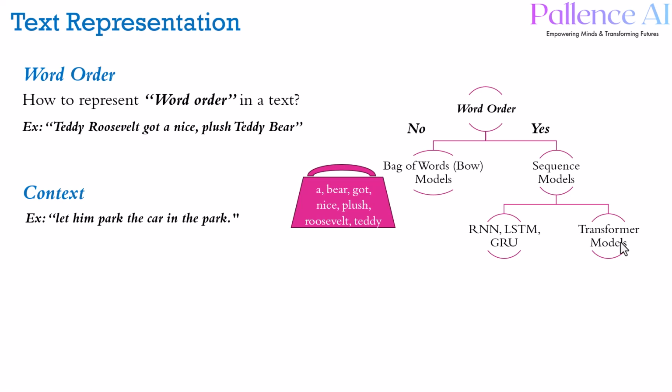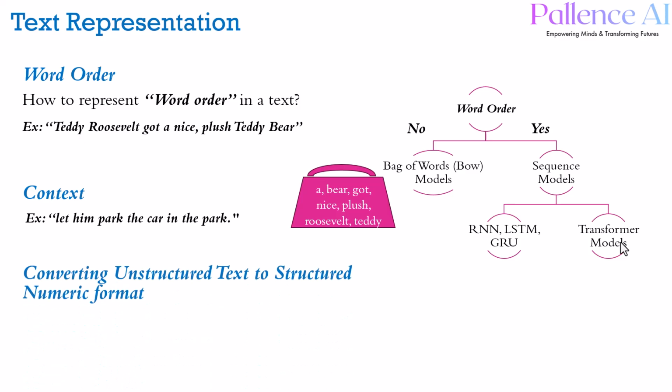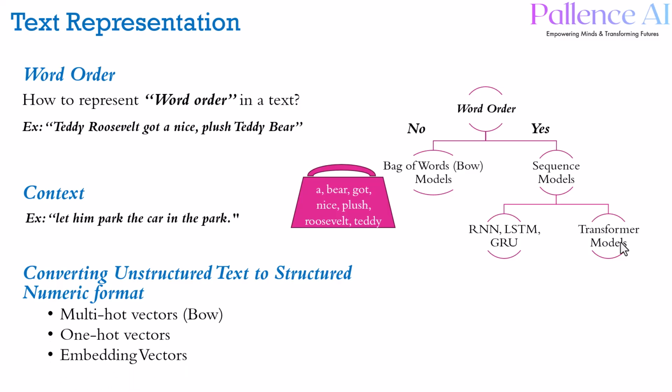So word order, context. Once you represent the text in a proper word order and using the proper architecture with the context, you want to convert this unstructured text into a structured numeric format. How do you do that? There are different ways, like multi-hot vectors, which are particularly used for the bag of words model. In later slides, I'm going to show you what multi-hot vectors mean. Or you could have one-hot vectors, or even better, embedding vectors, like word embedding vectors.